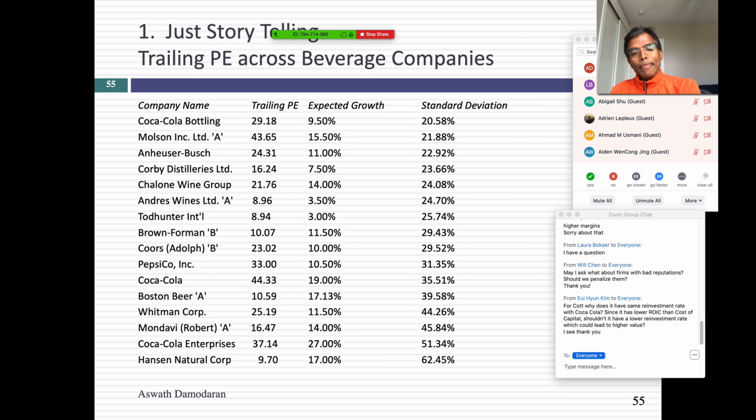Yeah. So let's try a couple more examples. Let's suppose I'm going to play the role of the beverage analyst, and these are my companies in my sector. So you see all the way from Coca-Cola to Hansen. It's an old sample, so don't think the numbers are anything like the numbers you see today. So what I've reported is the trailing PE for these companies, and I also have the expected growth in earnings for the next 5 years and the standard deviation in stock prices for each company.